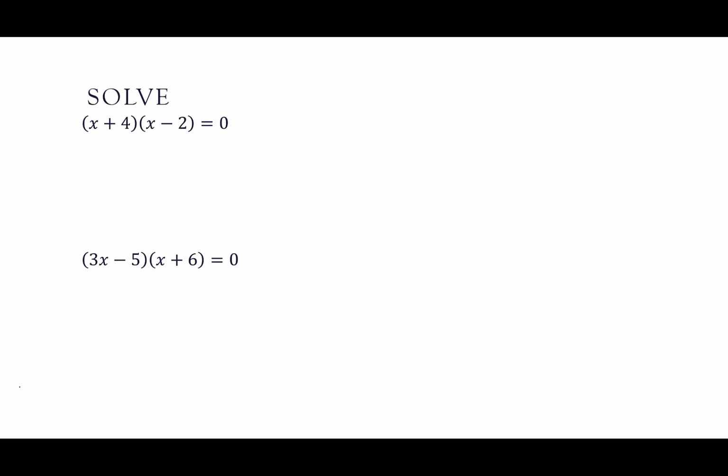So let's start kind of small and say, what if I already have it in factored form? I have x plus 4 times x minus 2 equals 0. So the zero factor theorem says that x plus 4 could be 0, x minus 2 can be 0. So we solve that. I get x is negative 4, and I also get x is 2.